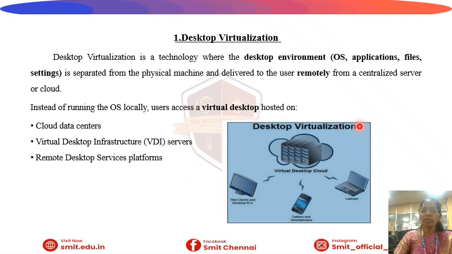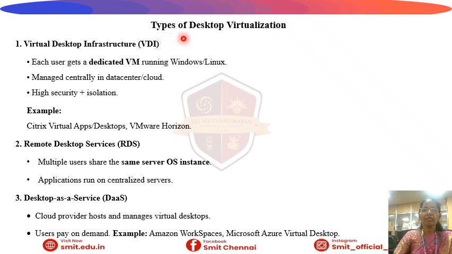This diagram represents desktop virtualization. The virtual desktop cloud is interconnected to PCs, laptops, tablets, and smartphones. Different types of desktop virtualization: virtual desktop infrastructure, denoted by VDI; remote desktop services, RDS; and desktop as a service, DaaS. The first one is virtual desktop infrastructure.